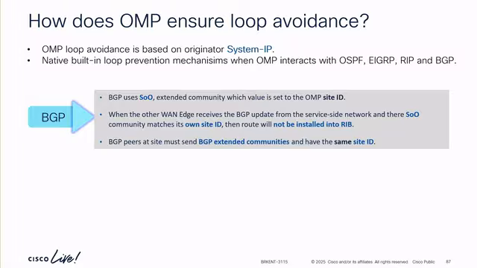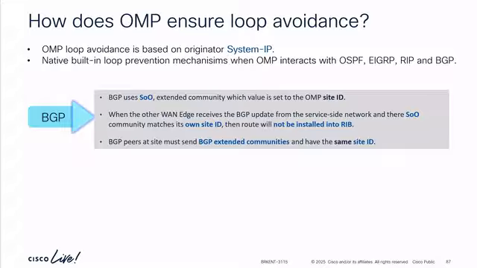From the BGP, when the routes are distributed from OMP into BGP, the SOO, site of origin community, is set to the site ID. When the BGP update is sent from the LAN side towards the other WAN edge device on the same site ID, it sees that the SOO community is set to that site ID. It matches its own site ID, so it ignores that BGP update, and it will prefer the routes which it learns from the OMP.